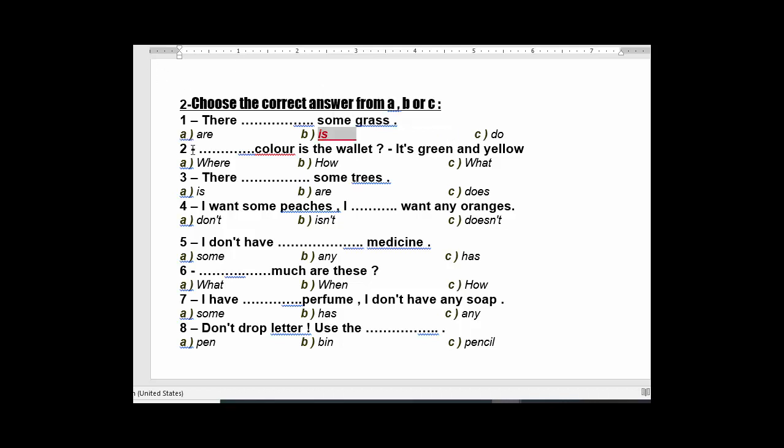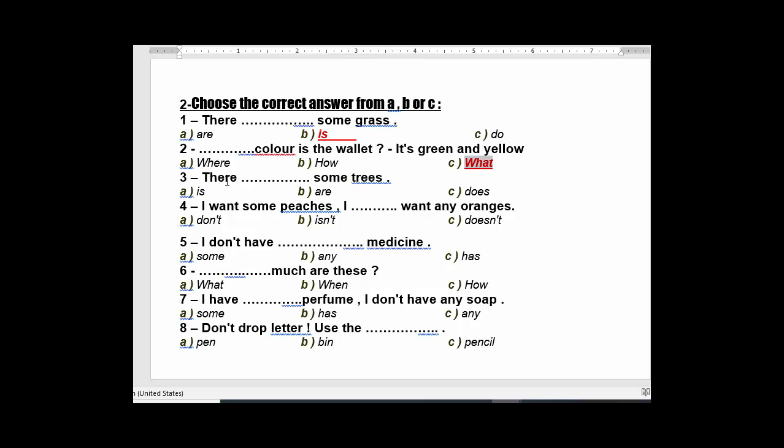Okay, number two, blank color is the wallet? It's green and yellow. Where, how, what? As you can see, he's asking about the color of the wallet. So we can ask with a question word, which is, yes, take your time. Yes, excellent. What color? What color is the wallet? It's green and yellow.